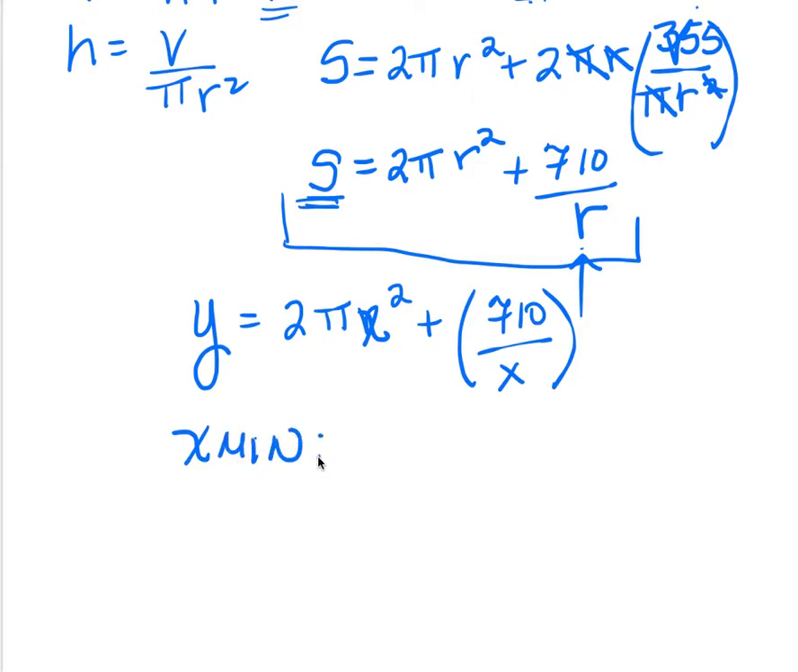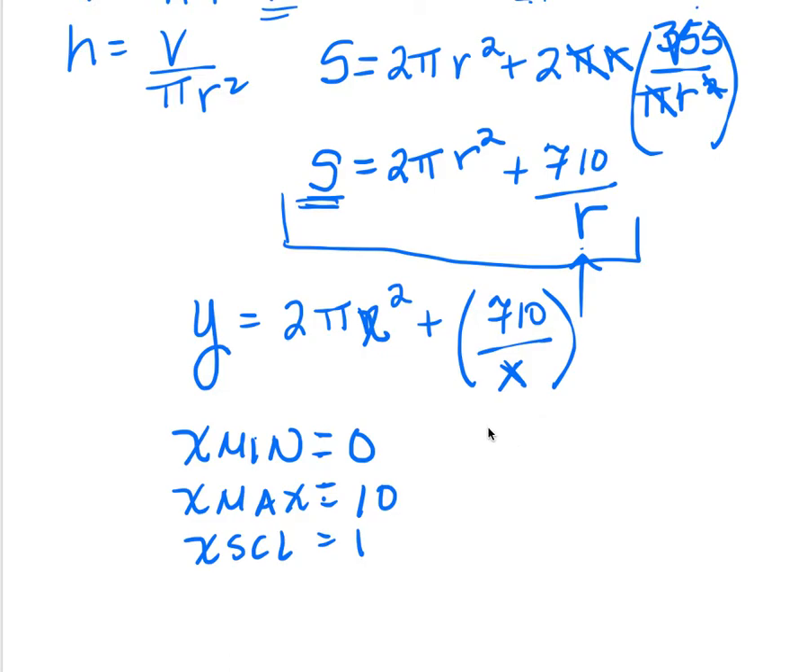So the X min, we're not going to be dealing with, right, X is representing the radius. We're not going to be dealing with any negative radii, right? X max, it certainly is not going to be more than 10 centimeters, okay? And then the X scale is going to be equal to 1.